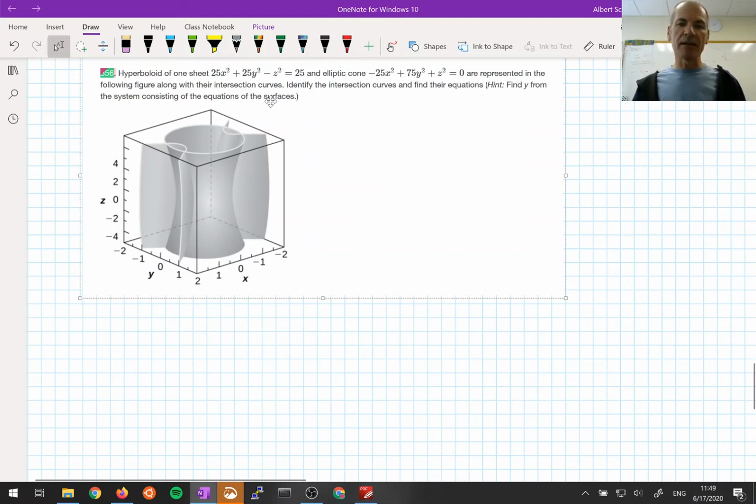So remember that equations are membership tests. I'm on the hyperboloid of one sheet if my coordinates satisfy this equation. I'm on the elliptic cone that's described right here if I'm on this surface. And I've got to figure out which kinds of points satisfy both.